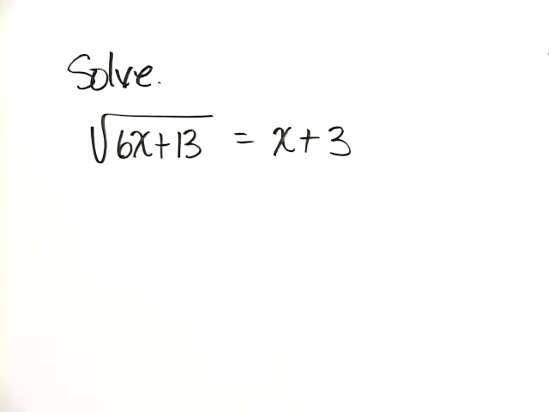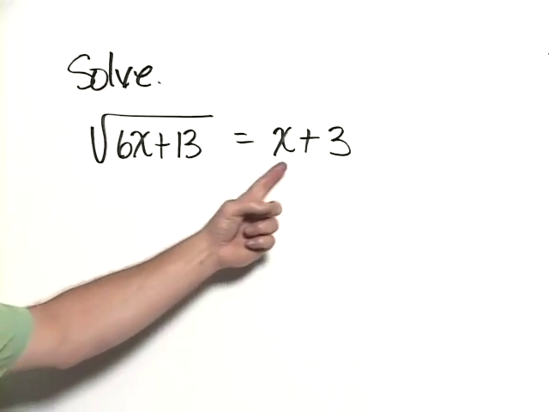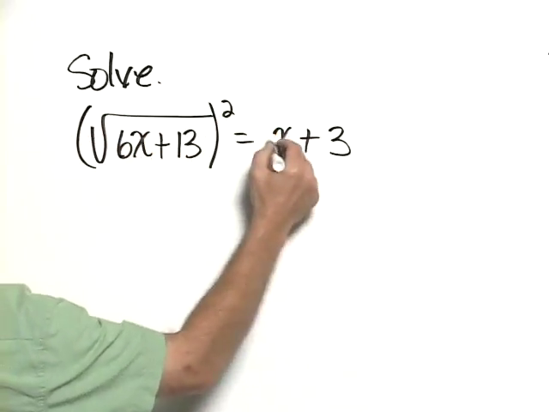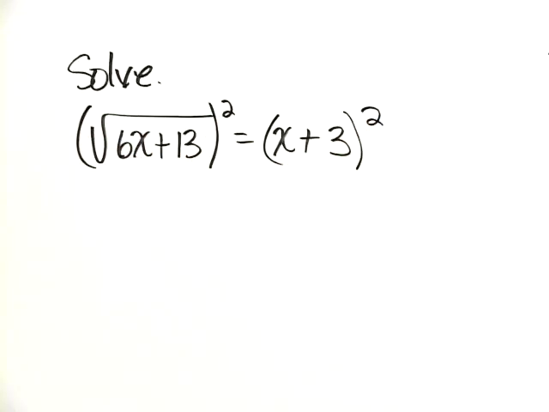Solve the square root of 6x plus 13 equals x plus 3. To solve this radical equation, we need to square both sides. So the left-hand side squared, right-hand side squared.